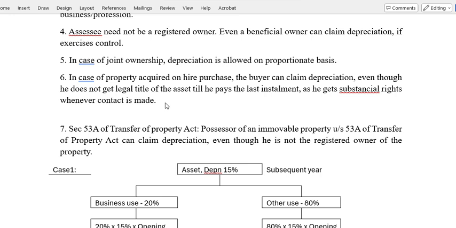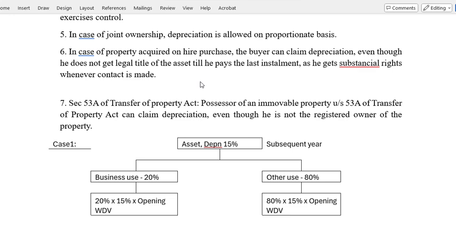In hire purchase, it's a different case. The buyer is considered as an owner, and the ownership will be given to him when the last installment is paid. So it is almost the same. In case of property acquired on hire purchase, the buyer can claim depreciation even though he does not get legal title of the asset till he pays the last installment, as he gets substantial rights whenever the contract is made.